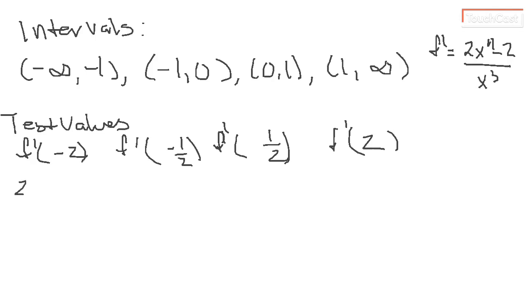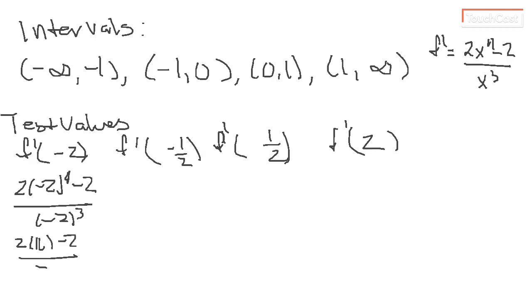So if we go 2 times negative 2 to the 4th minus 2, sorry, that's a little messy, over negative 2 cubed, we're going to get 2 times 16 minus 2 over negative 8, which is going to give us negative 15 over 4. And that is less than 0, which means that it is decreasing.